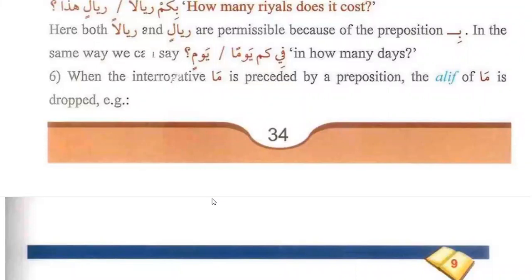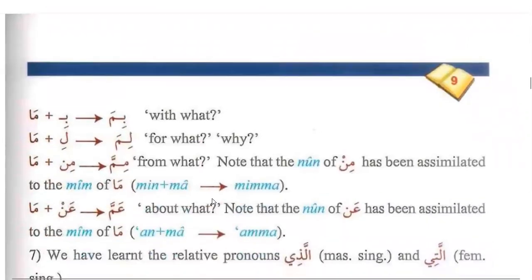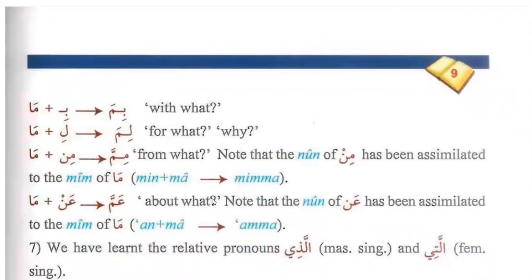When the interrogative ma is preceded by a preposition, the alif of ma is dropped. Bima, with what? Lima, for what, or why?